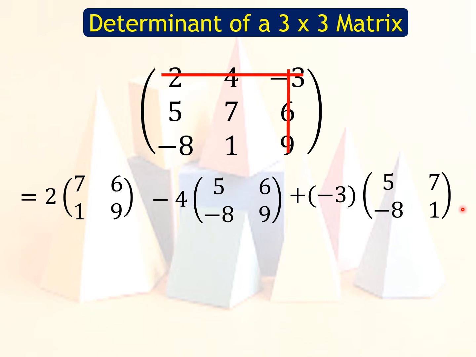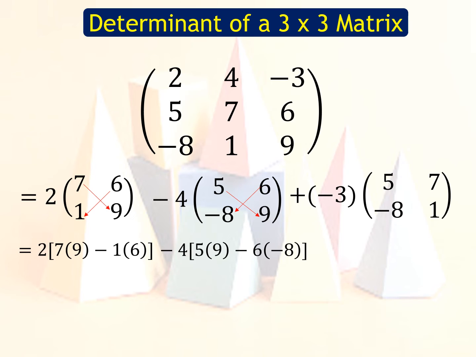And then we are going to go back to that determinant of a 2 by 2 matrix. So in doing this, we have to multiply 7 times 9 and then 6 times 1. So we have 2 times 7 times 9 minus 1 times 6, or 6 times 1. And then minus 4 times 5 times 9 minus 6 times negative 8, plus negative 3 times 5 times 1 minus 7 times negative 8.